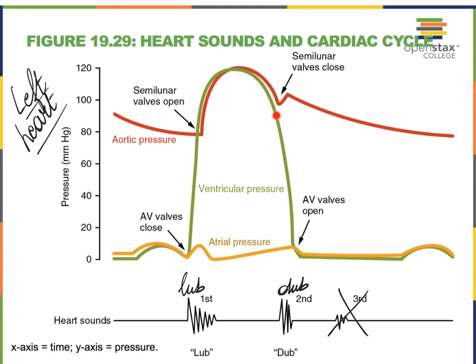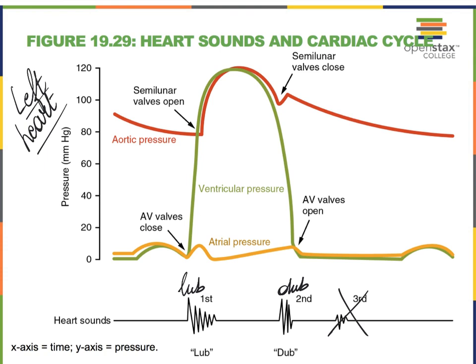Now, as the pressure continues to drop in the ventricles, eventually the pressure in the ventricles will be the same as in the atria, and therefore the AV valves will easily open and blood will begin to trickle into both the atria and the ventricles.